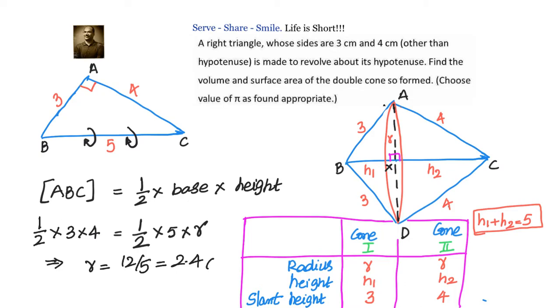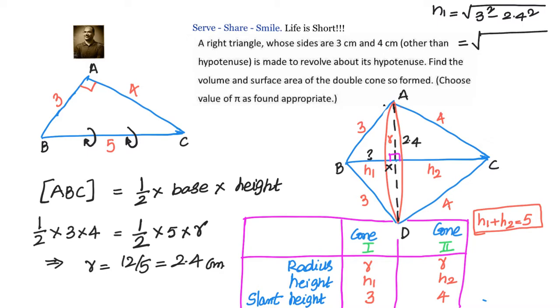Now once we got r equals 2.4 centimeter, we can use Pythagoras theorem and we can find out h1 value. Once we know h1, h2 is 5 minus h1. So we can take triangle ABX and apply Pythagoras theorem, and we can write 3 square equals r square plus h1 square, or h1 equals square root of 3 square minus r square. But we know r equals 2.4.